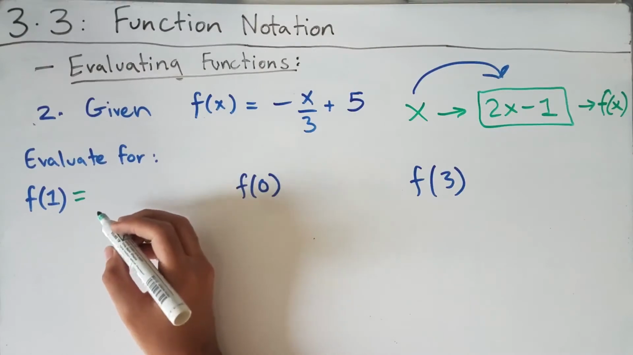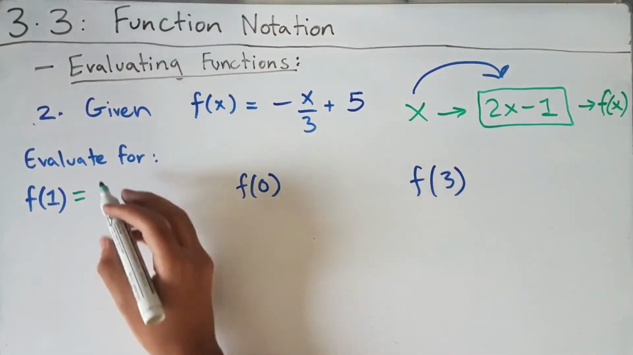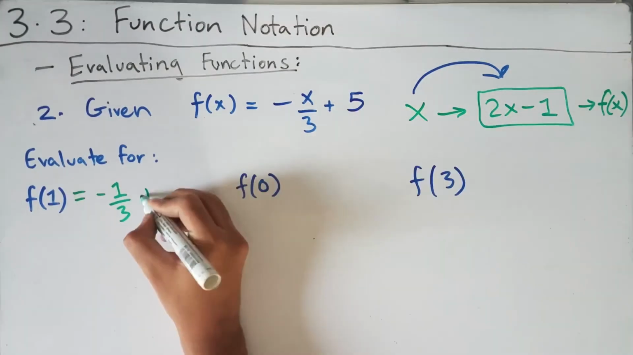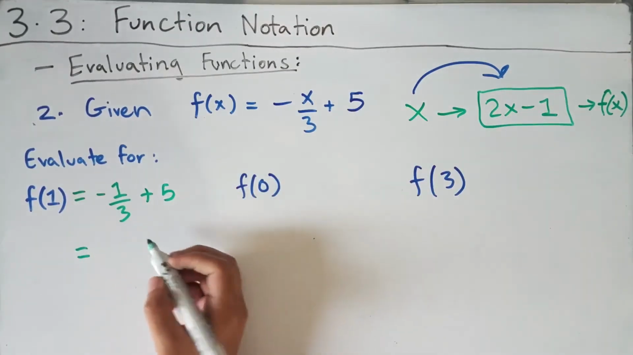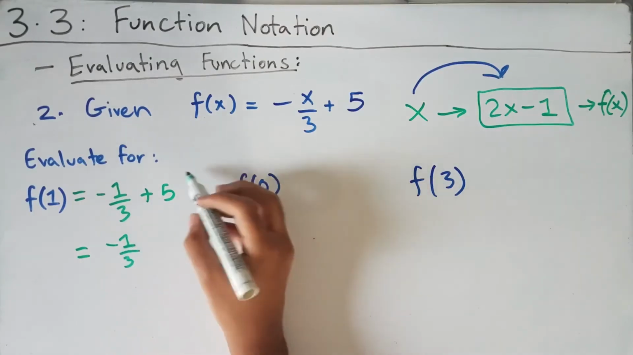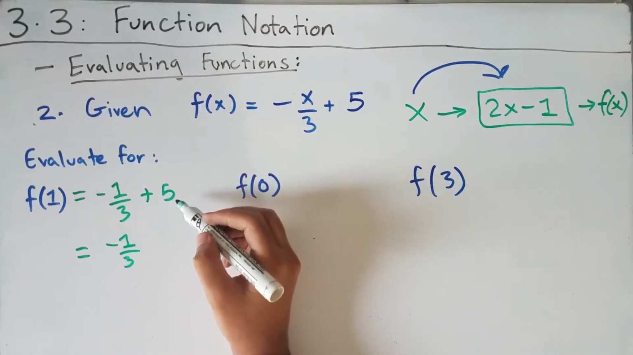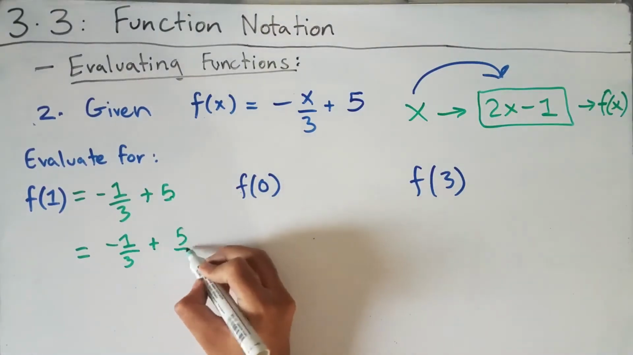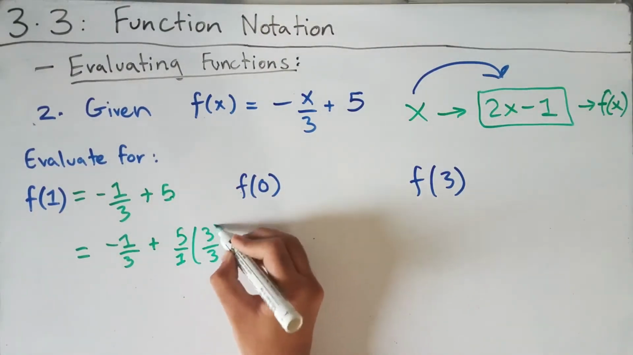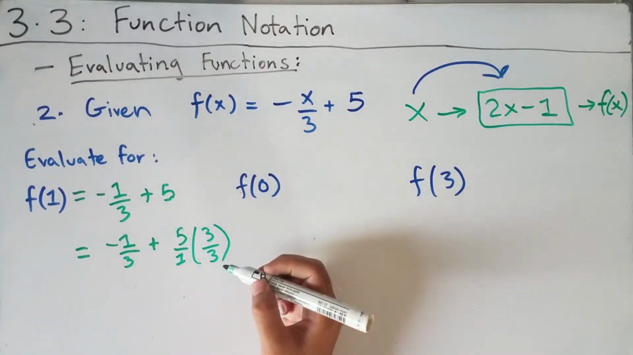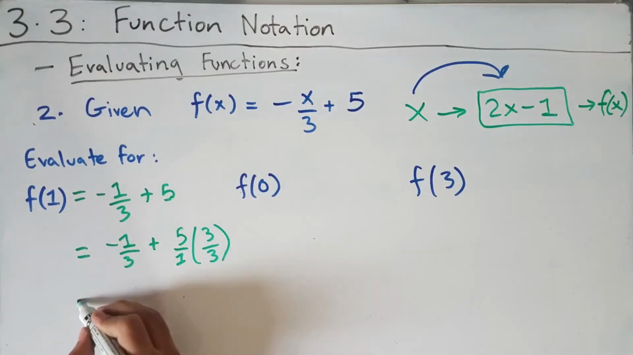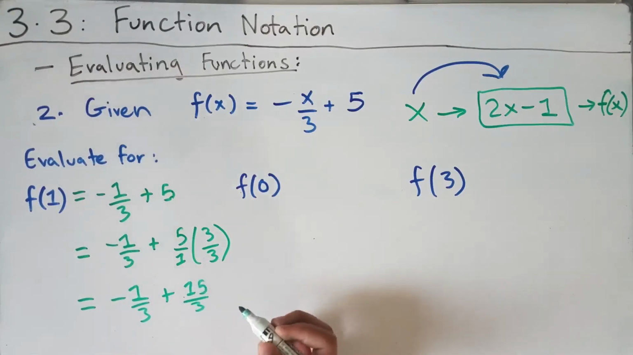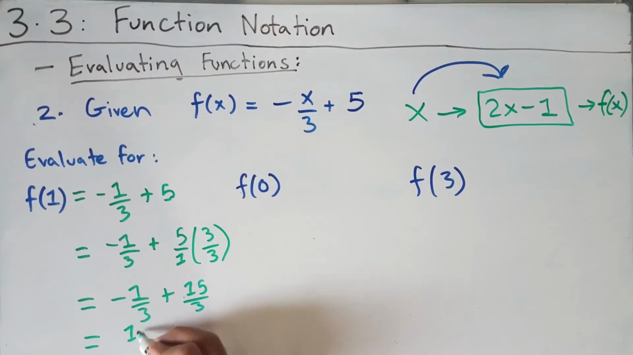Well, in this case we're putting the x value into the function, so we're going to get negative 1 over 3, so I've plugged in the 1 into the x, and the plus 5, which will equal negative 1 over 3, and then we have to make a common denominator for that 5, so we can add negative 1/3 and 5. So we can multiply the top and bottom of the 5 with 3 over 3, so this equals 1, so we're not changing the equation at all, and this will equal negative 1 over 3 plus 15 over 3, and that equals 14 over 3.